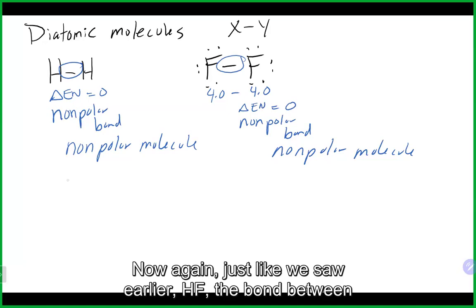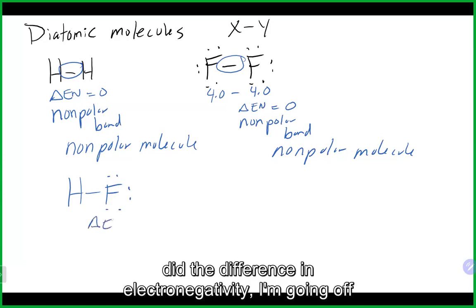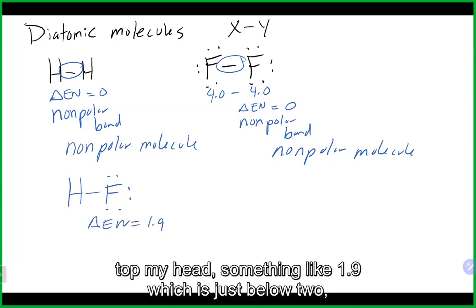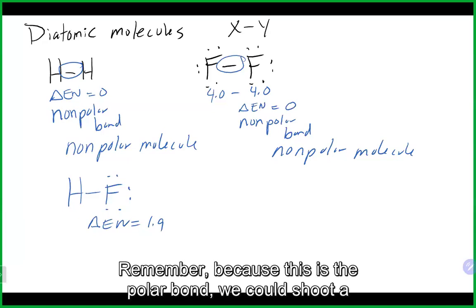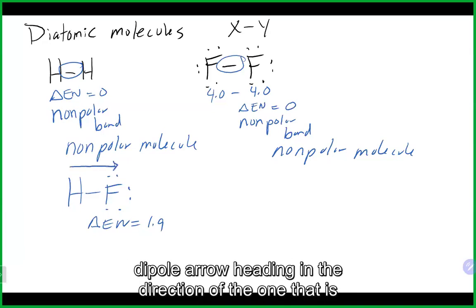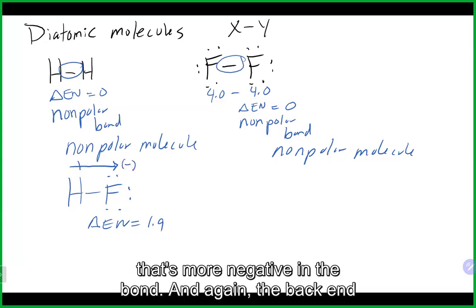Now, again, just like we saw earlier, in HF, is the bond between hydrogen and fluorine polar or nonpolar? It is polar. If you did the difference in electronegativity, going off the top of my head, it's something like 1.9, which is just below 2, definitely above 0.4, and that's going to be a polar bond. Remember, because this is a polar bond, we could draw a dipole arrow heading in the direction of the one that is more electronegative.